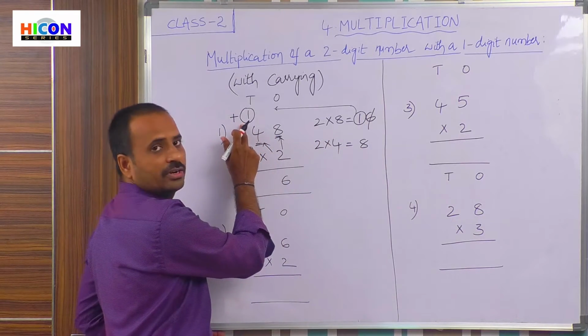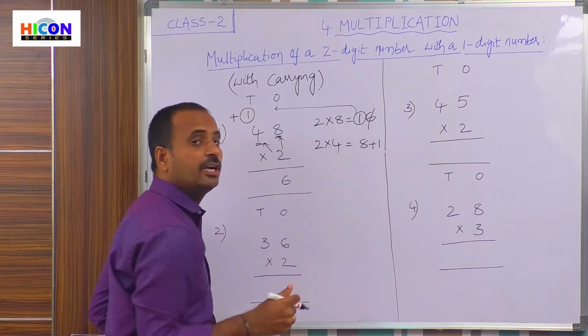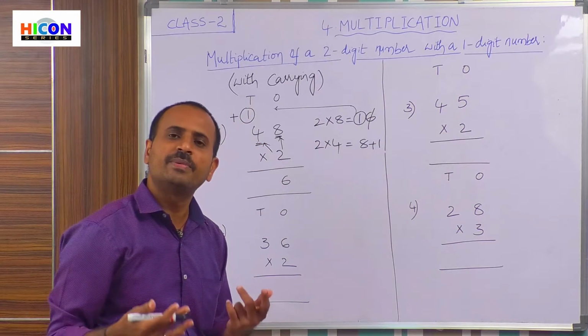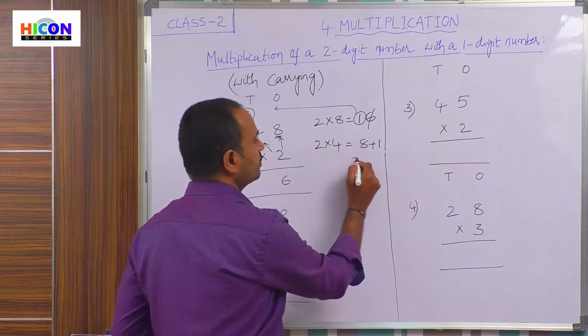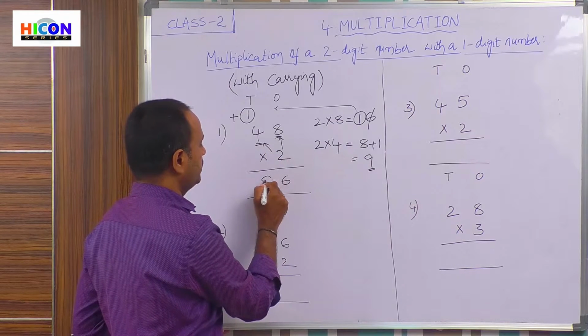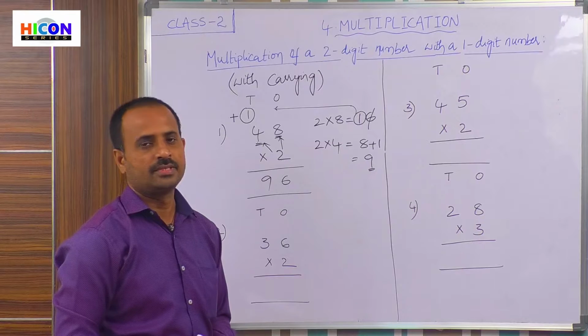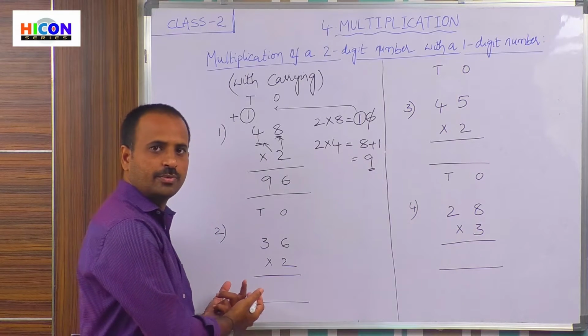So add this 1 to the 8. Children, 8 plus 1, how much? 9. So 8 plus 1 is 9. Now write this 9 under the tens place. So the answer is 96. So children, see the next problem, that is the second problem here.